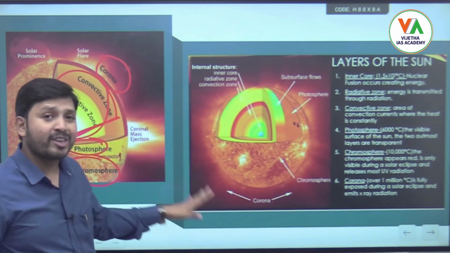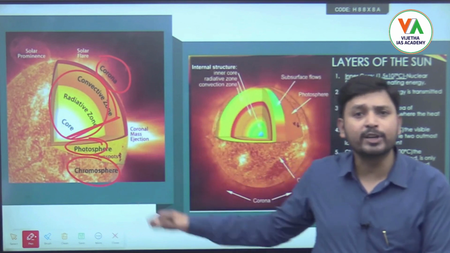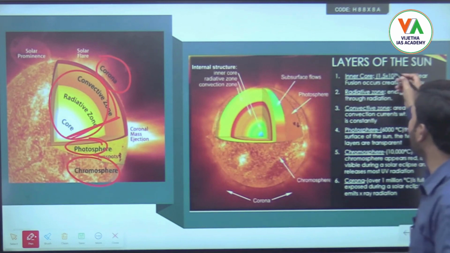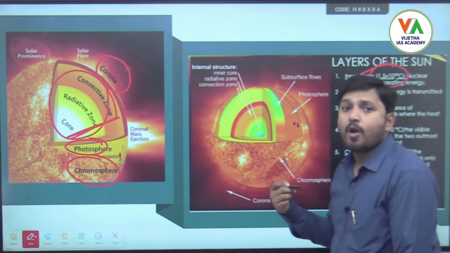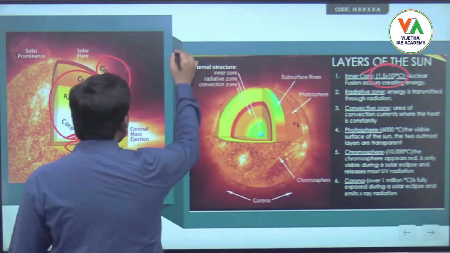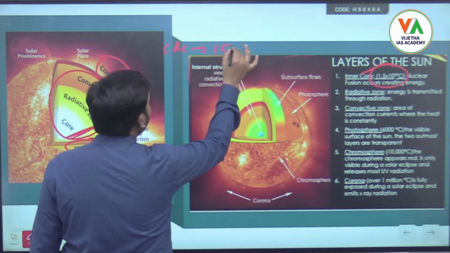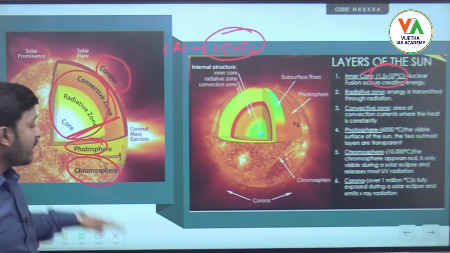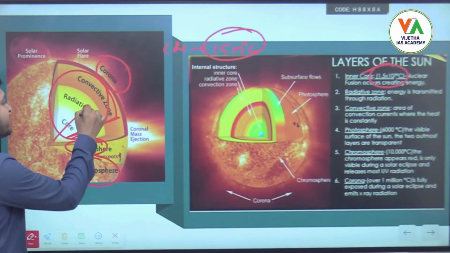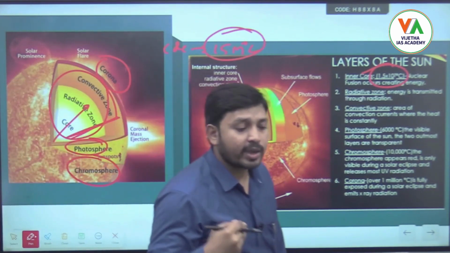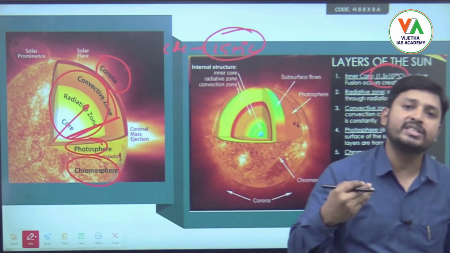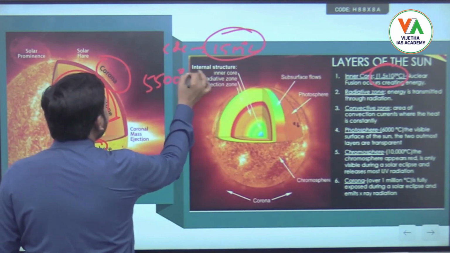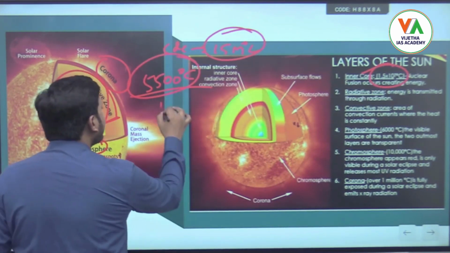There is a peculiarity, some anomaly of heat with respect to these different layers. The core has the highest temperature, around 15 million degrees centigrade. If I start moving from the core towards the outside, the temperature decreases, and it will become around 5500 degrees centigrade on the photosphere.